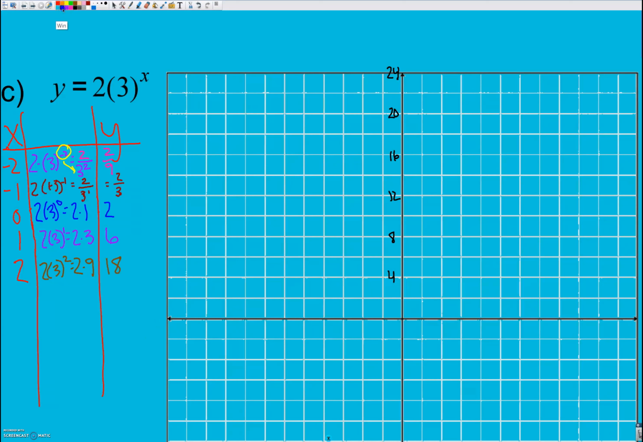So when we graph these points, we have -2 and 2/9. And remember, we're going by 2s here. I have -1, 2/3. So at -1, I go up 2/3, but again, remember, we're going by 2s. 0, 2. I have 1, 6, and 2, 18. We're going to connect those dots. I always seem to miss this one. Kind of. Arrows on the ends.